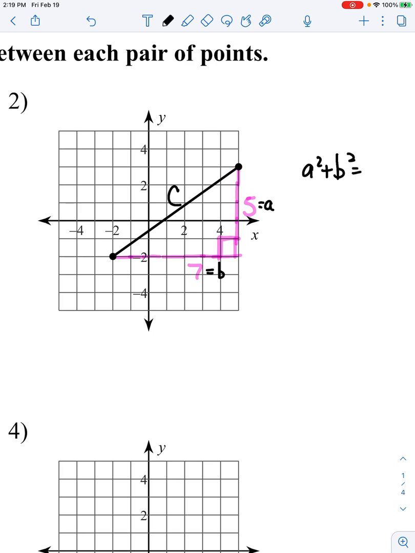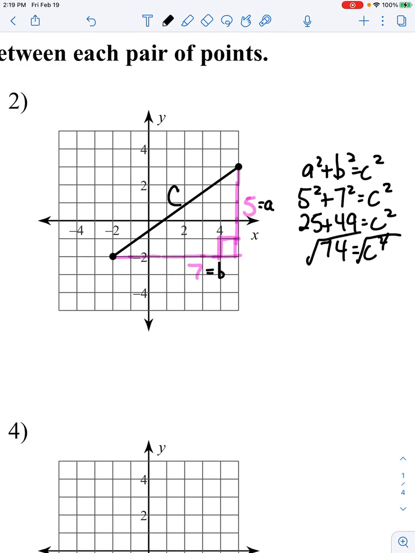So I'm going to say 5 is A, 7 is B. A squared plus B squared equals C squared. Well, I said 5 was A, so 5 squared. 7 I said is B, 7 squared equals C squared. So I've got 25 plus 49 equals C squared. Let's add those two numbers together to get 74 equals C squared, and then take our square root. So C equals about 9. If I round that to the nearest whole number, I'm going to get about 9. So the distance between those 2 points is about 9 units.